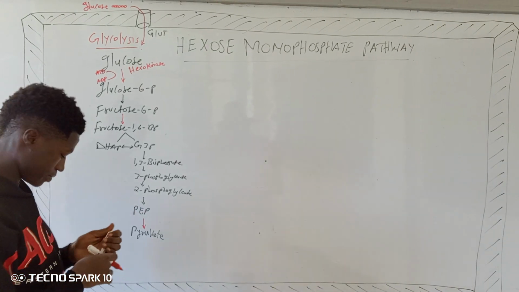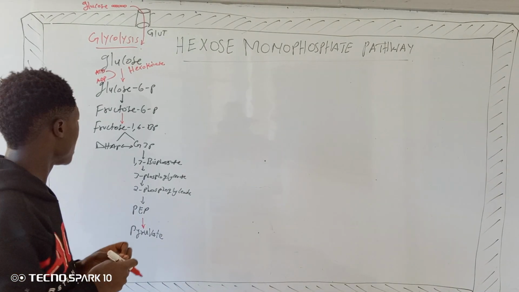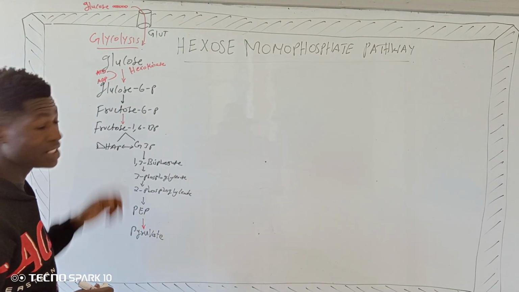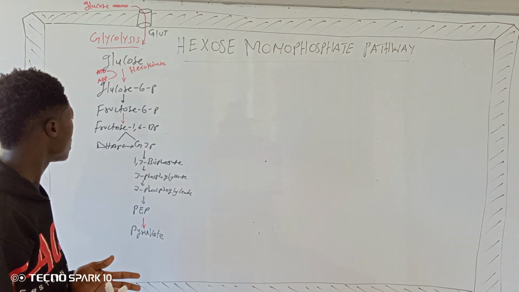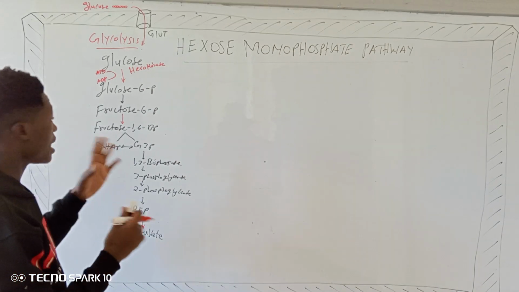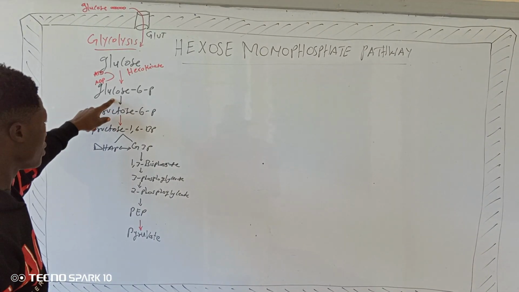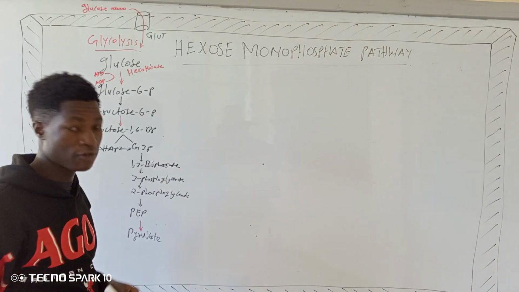But now see it this way. Sometimes inside the cell, the glucose 6-phosphate may not proceed to glycolytic pathway, or may not proceed by glycolysis, and therefore it may be acted upon by another enzyme, and that's what we want to see. It is from glucose 6-phosphate that we are going to derive the hexose monophosphate pathway.